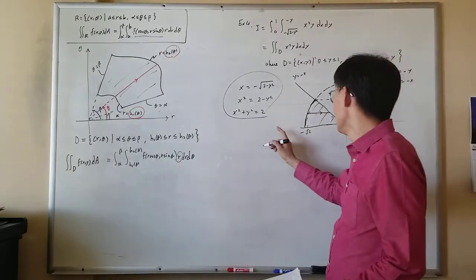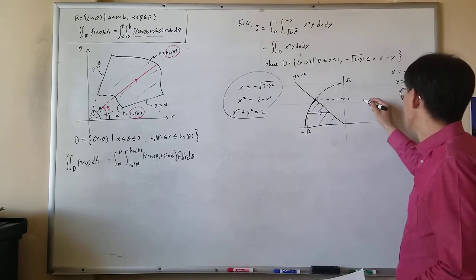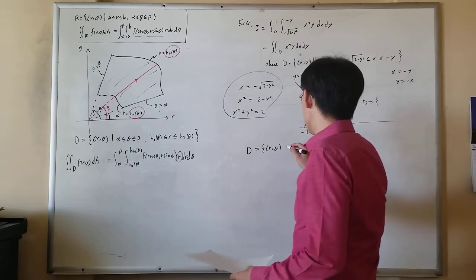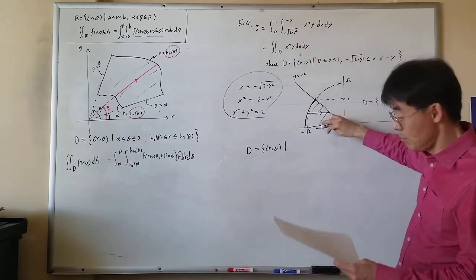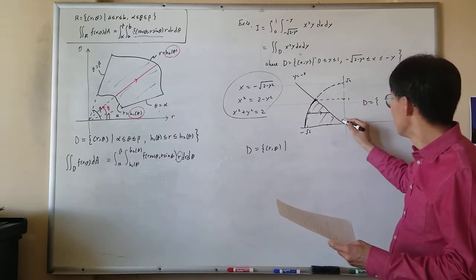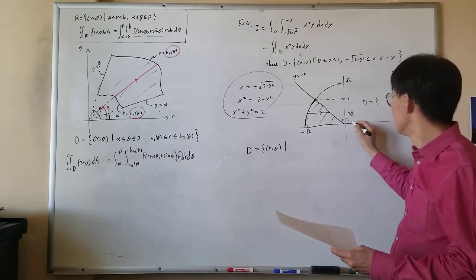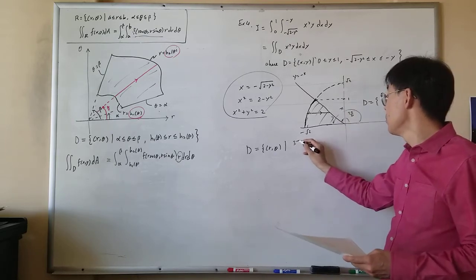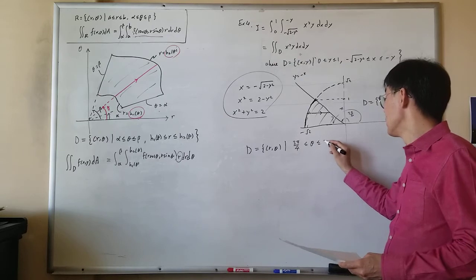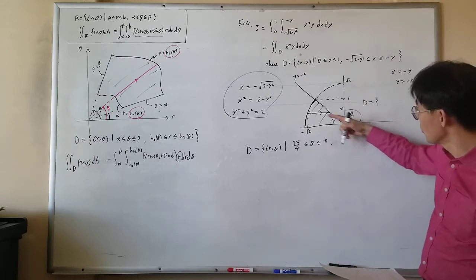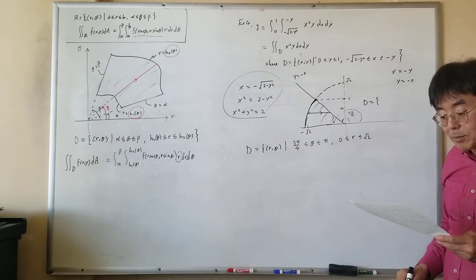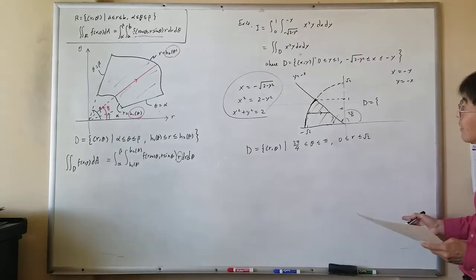So your domain D in polar coordinates, you can write it: theta runs from 3 pi over 4 to pi, isn't it? 3 pi over 4 to pi. And r runs from 0 to square root of 2. It's a polar rectangle, isn't it?